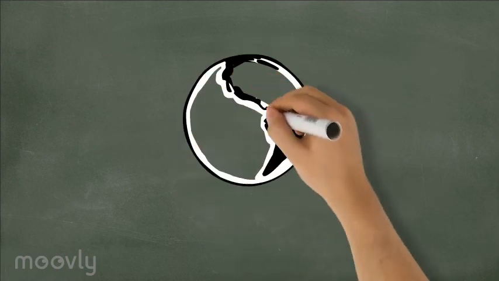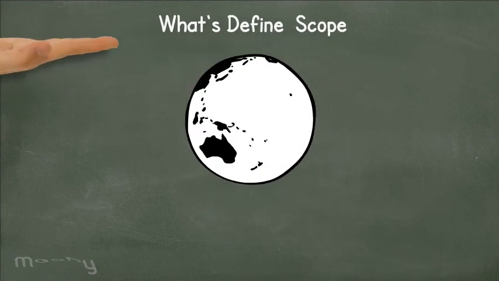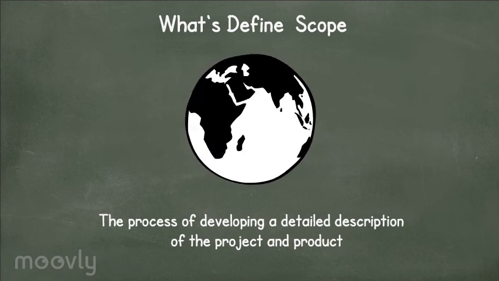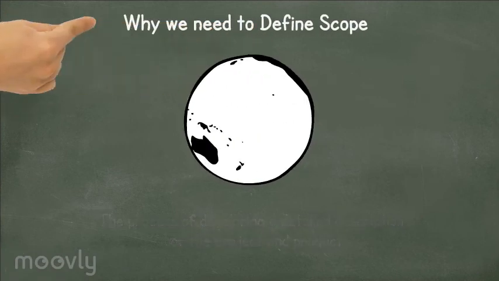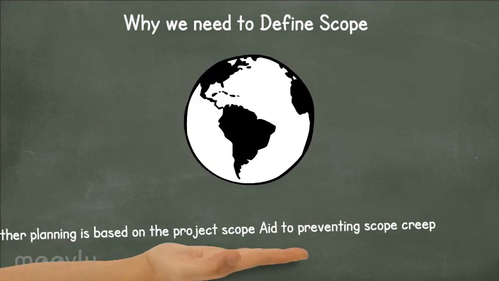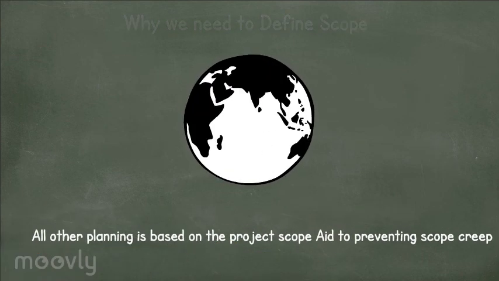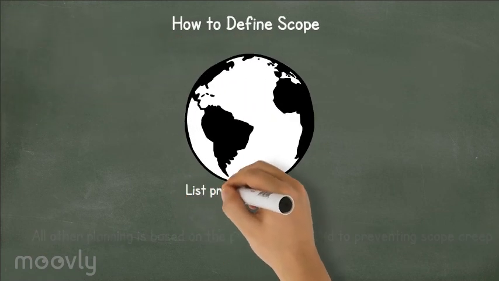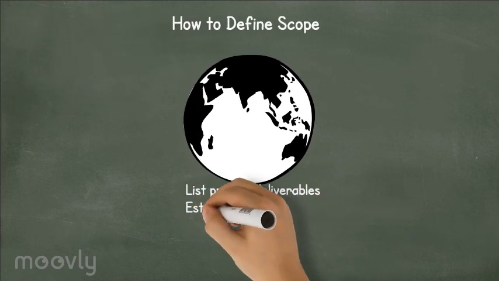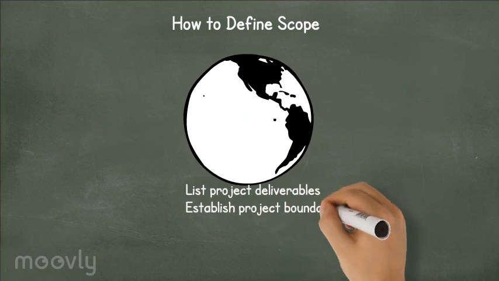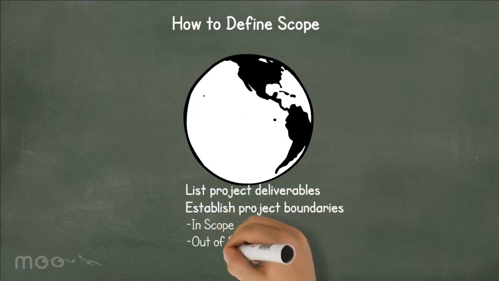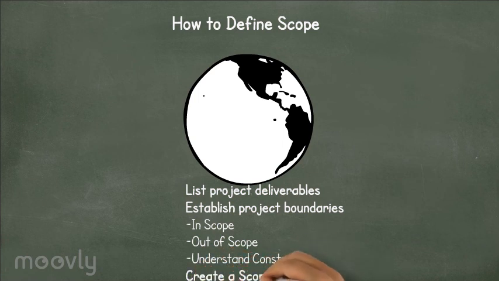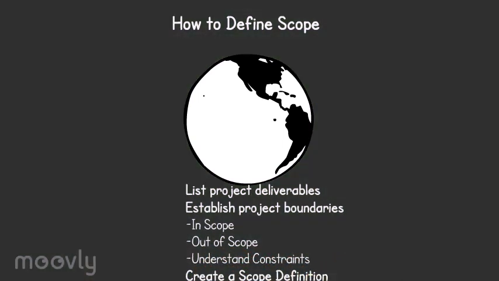What is define scope? The process of developing a detailed description of the project and product. Why do we need to define scope? All other planning is based on the project scope, which aids in preventing scope creep. How to define scope? It is divided into 4 procedures: list project deliverables, establish project boundaries, that includes 3 types, in scope, out of scope, understand constraints, and create a scope definition.